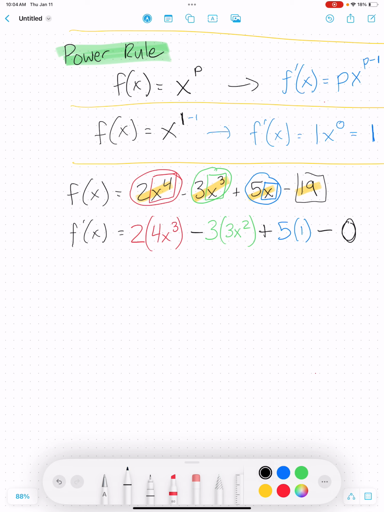Perfect. So now I can clean this up a little bit. 2 times 4 is 8. 3 times 3 is 9. 5 times 1 is 5. And I don't need to write the minus 0. And there's my derivative. That was so much less time than trying to do a difference quotient for this long, complicated polynomial. So from now on, honestly, we really don't have to do that difference quotient anymore. We still learned it because that's where derivatives come from. But from here on out, we can use these nice shortcuts to find derivatives much quicker than using a difference quotient.